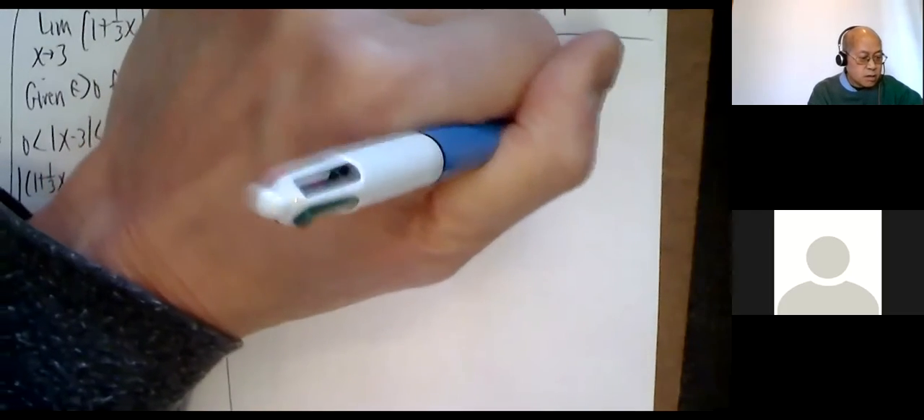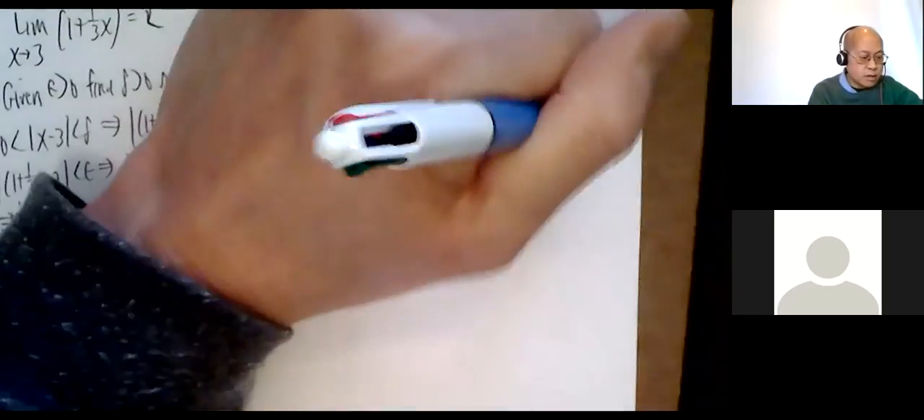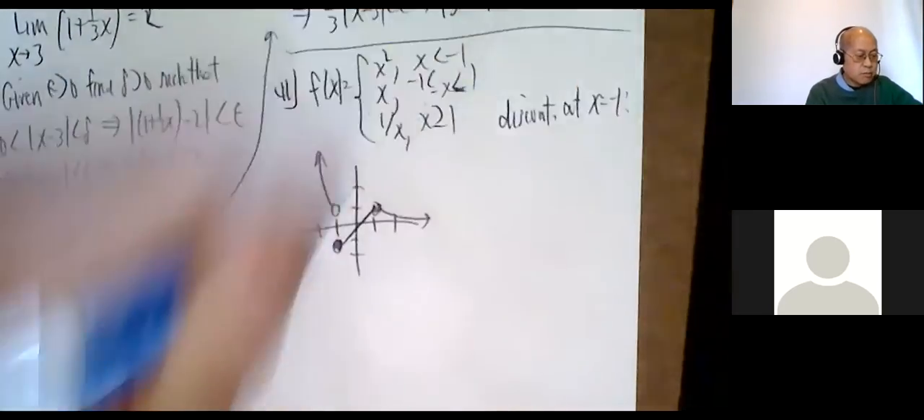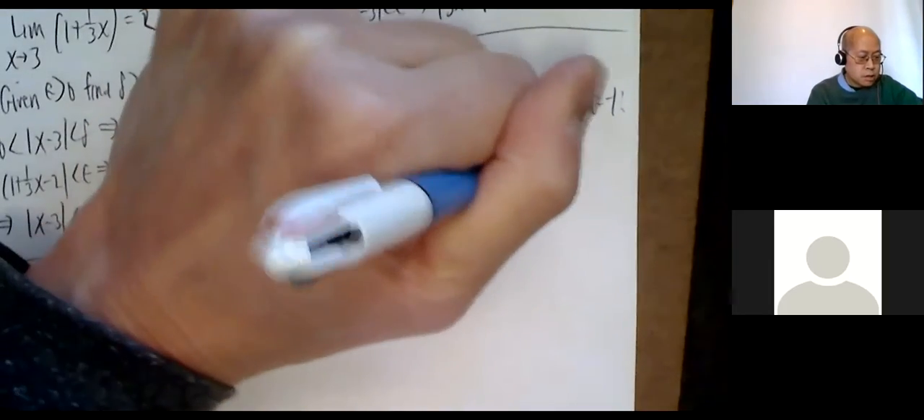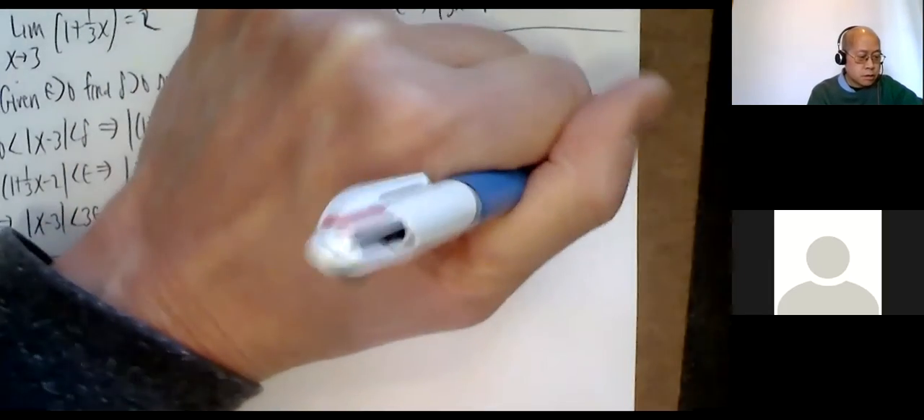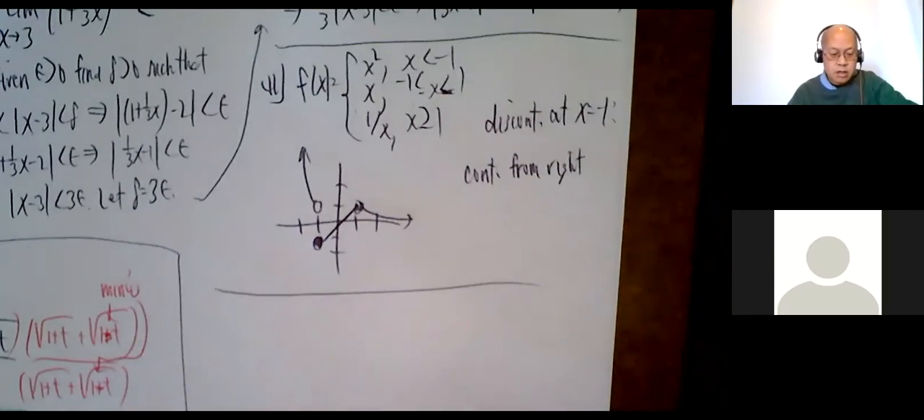Okay, so discontinuous only at x equals -1. But at -1, it is continuous from the right. Continuous from the right.